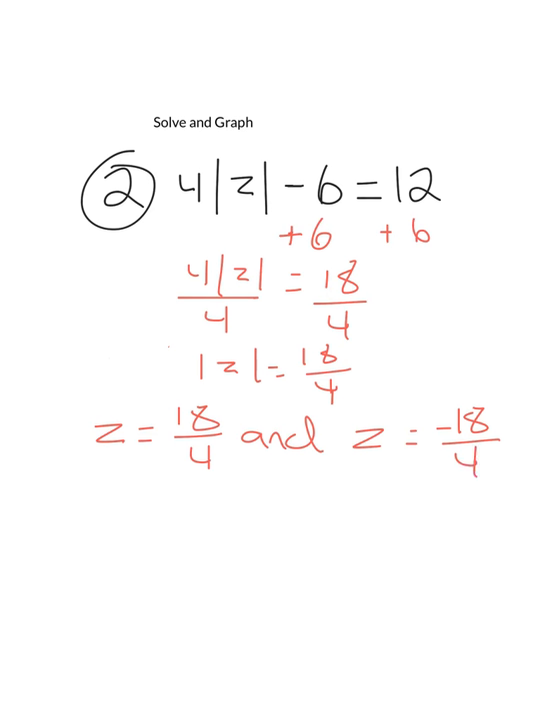All right, that's already solved, so we just go ahead and graph. 0, 18 over 4, negative 18 over 4. And we put dots. Again, no shading here, just 2 dots.